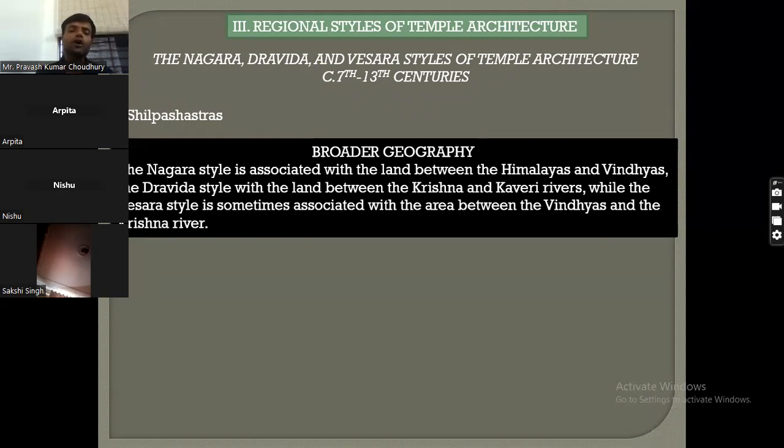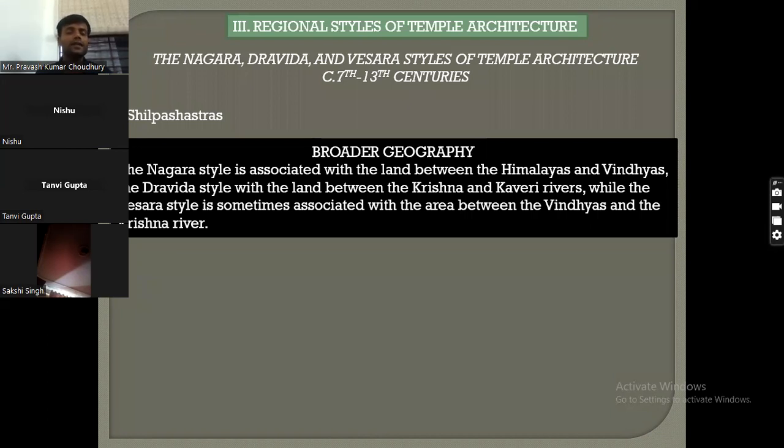So we have broadly three distinctive major styles of temple architecture that emerged in the Indian subcontinent, which are called the Nagar, Dravid, and Besar styles of temple architecture. When we talk of the geographical distribution of all these three major styles, whether Nagar, Dravid, or Besar, where from are we getting the evidences of all these three styles? So we need to know that the Nagar style, which is also called the North Indian style of temple architecture, is found in the region between the Himalaya and the Vindhya region, right?